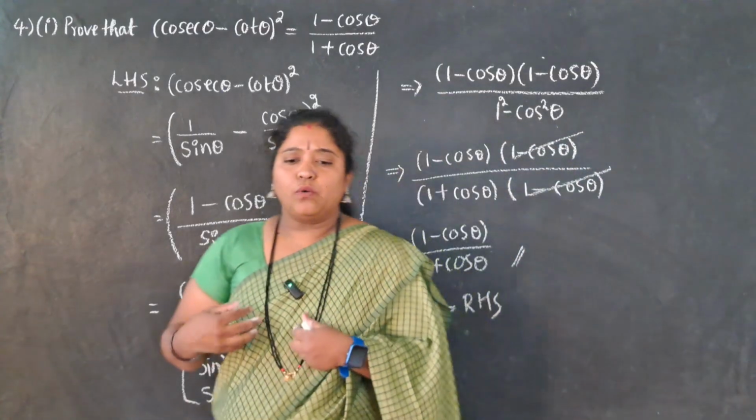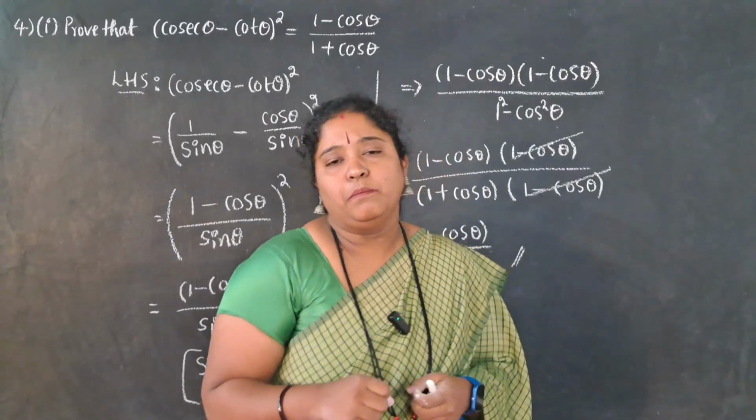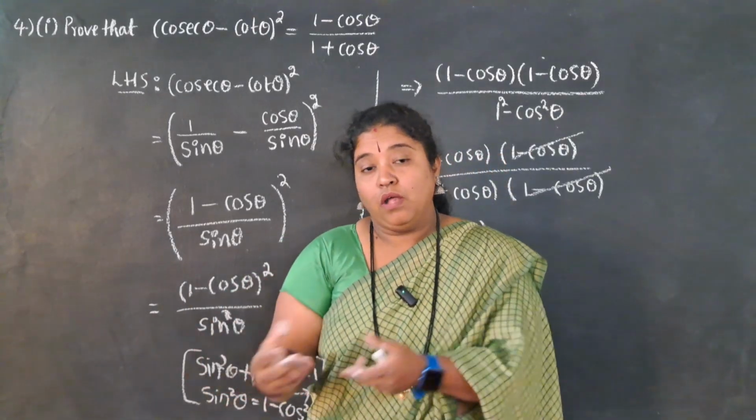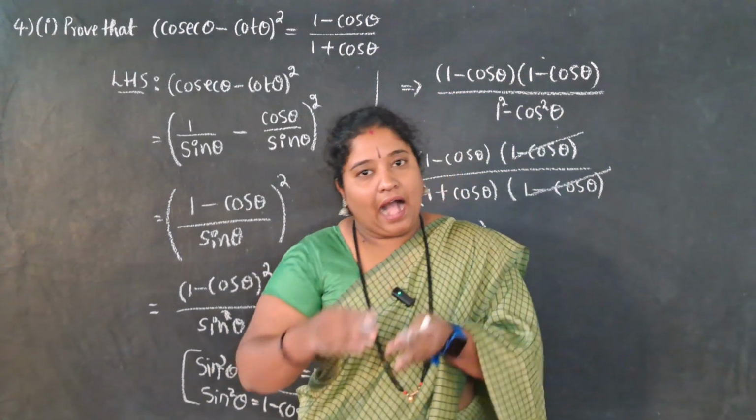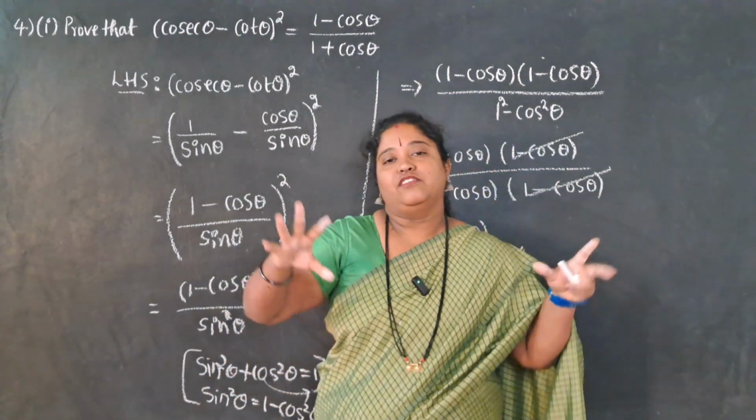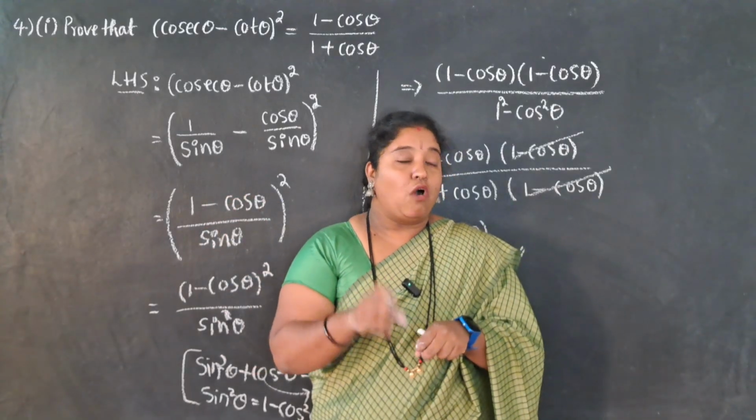And a few questions may be like LHS would be given as a simple one, RHS would be given as a complex one. Then how are you going to do? You will be simplifying RHS to reach LHS. Okay, in both the cases, and in some cases if both are complex, then we'll simplify them and reach a constant value.